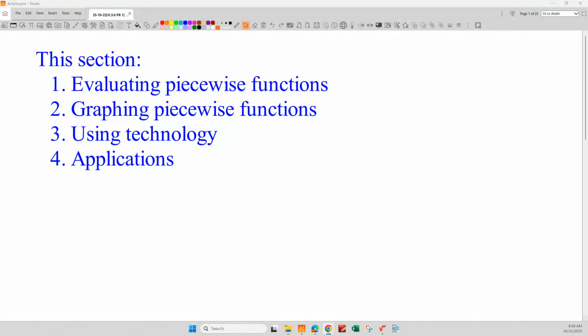So we want to learn what they are first of all, how to evaluate piecewise functions, and then how to graph them, and then eventually I'll talk to you about how you can use technology. They're still working on my TI-84 emulator, so when that's fixed, we'll come back and I'll take a day and show you everything that we've missed on the TI-84, but I will show you today on Desmos. And then if we get to it, we'll maybe look at just a couple quick applications of this kind of thing.